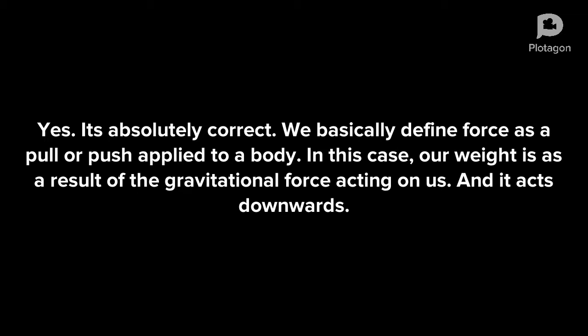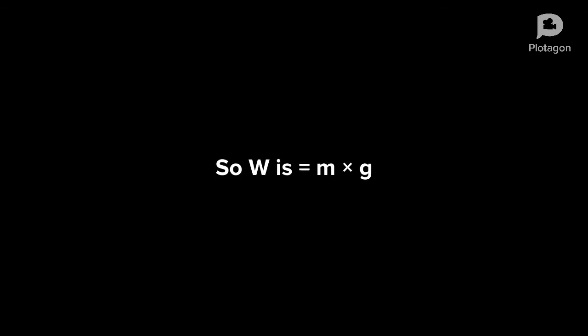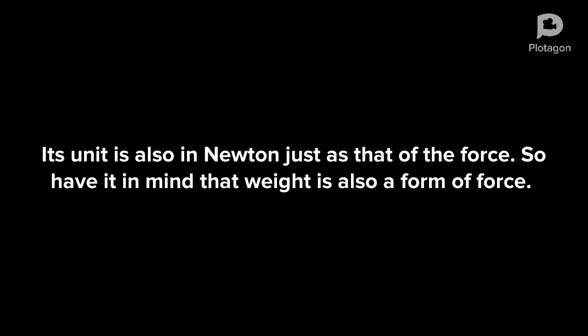We basically define force as a pull or push applied to a body. In this case, our weight is as a result of the gravitational force acting on us. And it acts downwards. It's given as weight W equals our mass multiplied by g. That is acceleration due to gravity, which has a value of 9.8 meters per second square and an approximate value of 10 meters per second square. So W equals m times g. Its unit is also in Newton, just as that of the force. So have it in mind that weight is also a form of force.